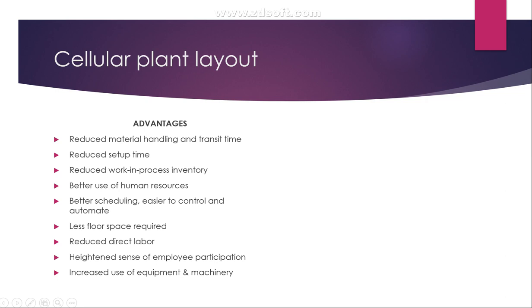Increased use of equipment and machinery. Here, as we see, an assembly line design gives us high volume, so optimum use of equipment and machinery can be achieved. Reduced investments in machineries and equipments. Here we can see investments with respect to machineries and equipments are less. In the same way, we have certain disadvantages. Let's look into the disadvantages.